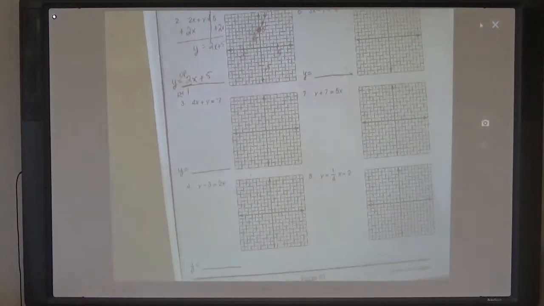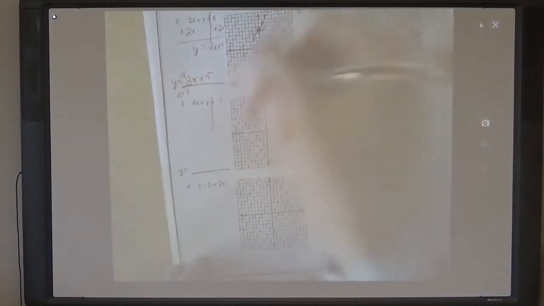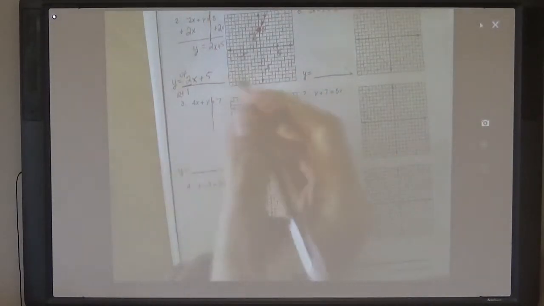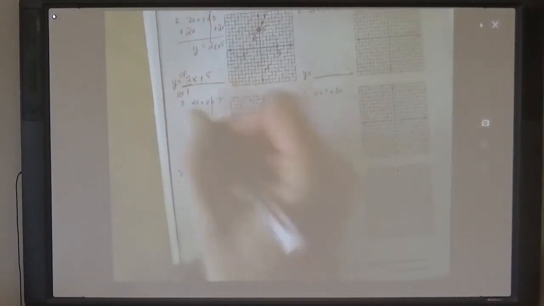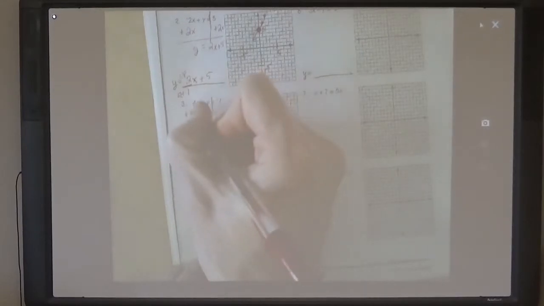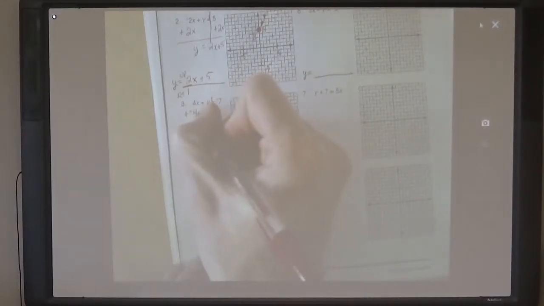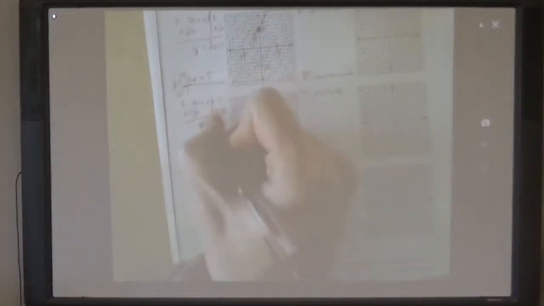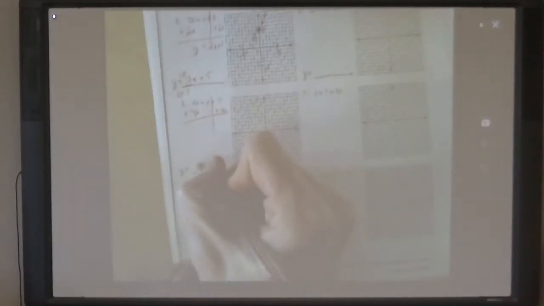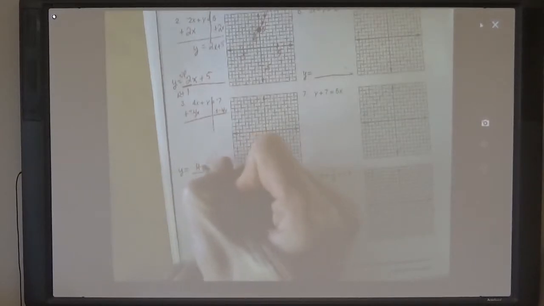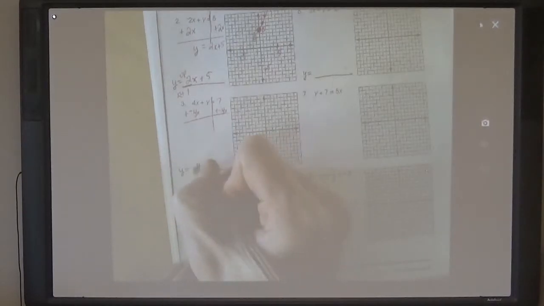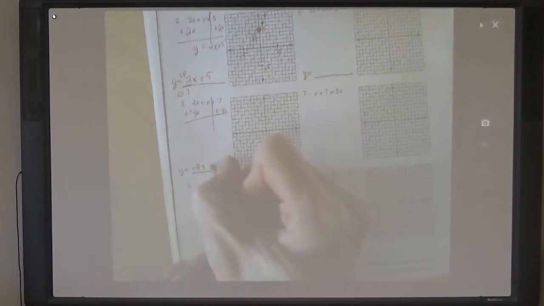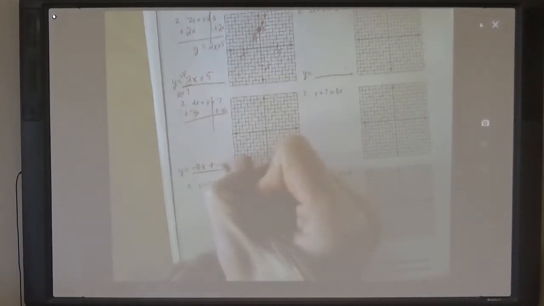Number 3. Now, again, we have to solve it for y because it's not solved. But we can solve it in one step by adding -4x to both sides. So y is equal to -4x plus -7.